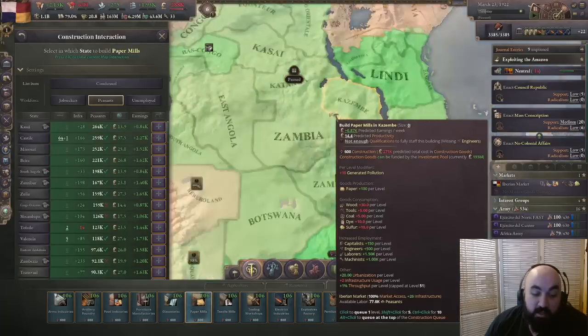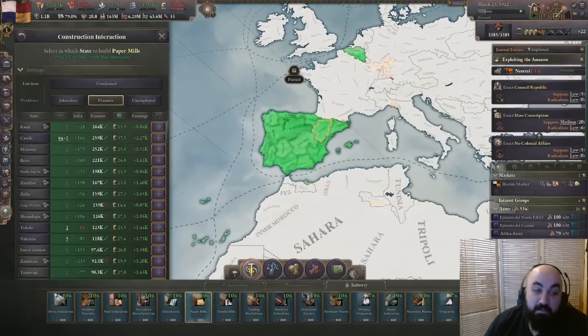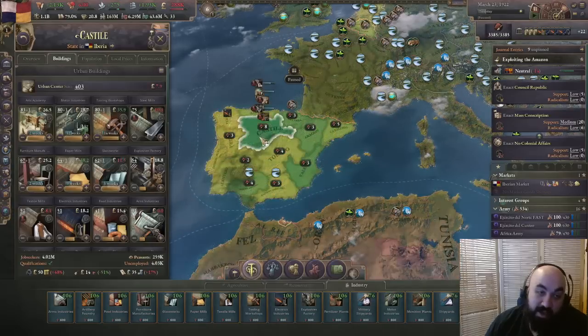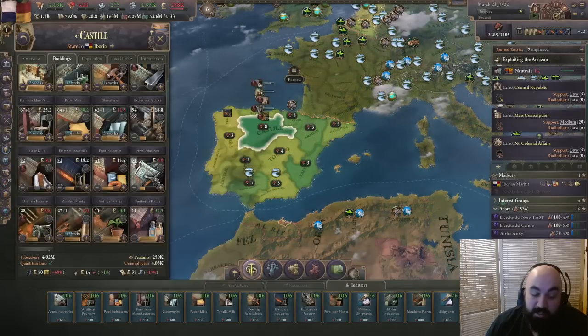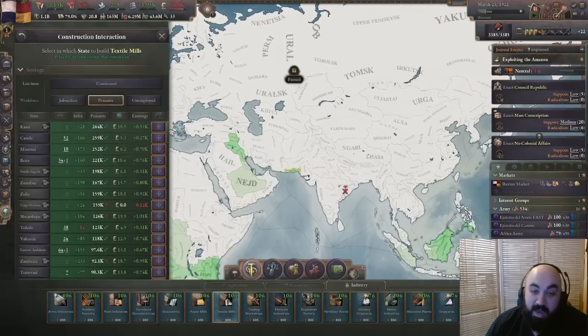Paper mills, as we discussed earlier, are going to really shine in areas that have sulfur. To a lesser extent, they're also going to be fine in the capital because you'll generally have the highest demand for paper in the capital. We'll get to that. Textile mills are going to be really great in barren states, or there are going to be a few states that are just spectacular for them.